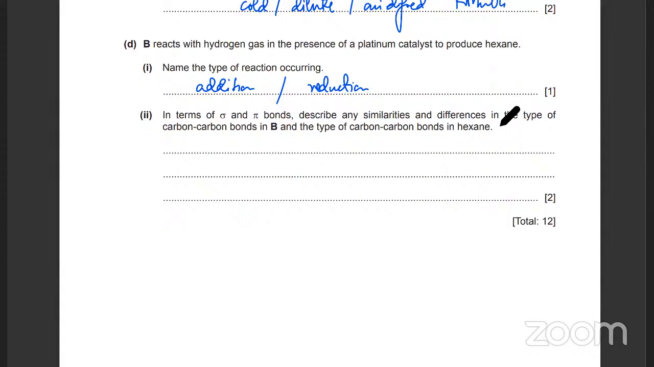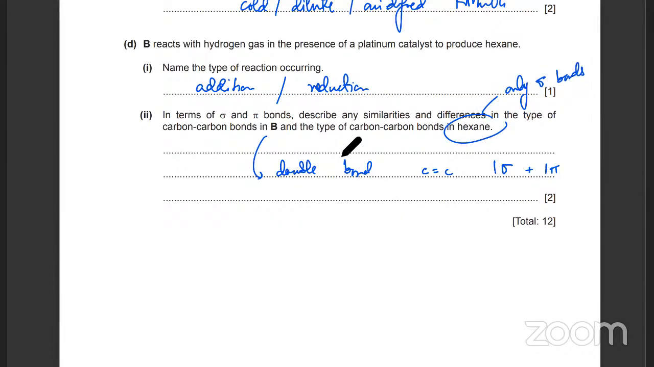So the alkene has a double bond, one sigma and one pi bond. Okay, so B has a double bond, and you're going to describe what a double bond is. Whenever you have a double bond, that's one sigma and one sideways overlap, which is the pi bond. While in hexane, that's only sigma, right? So that's the main difference. There's one pi bond in this alkene.